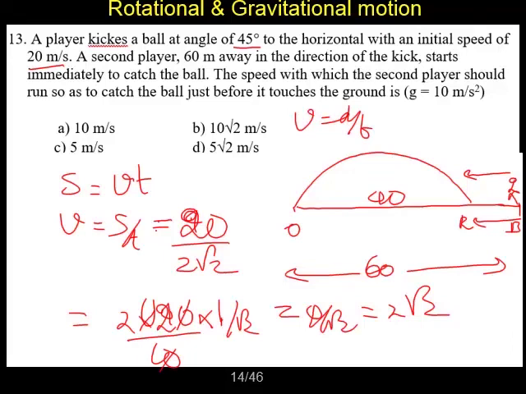So it is 10 by root 2. 10 by root 2 can be written as 5 root 2. So the correct answer is D. So 10 by root 2 is 5 root 2. So we'll move on to the next one.